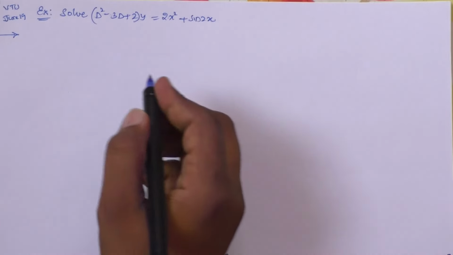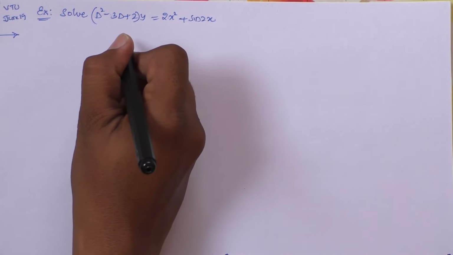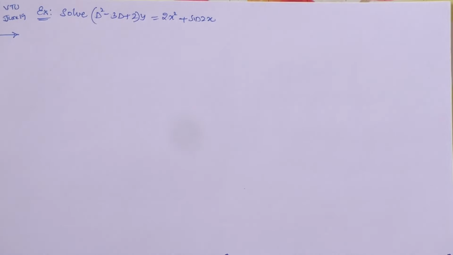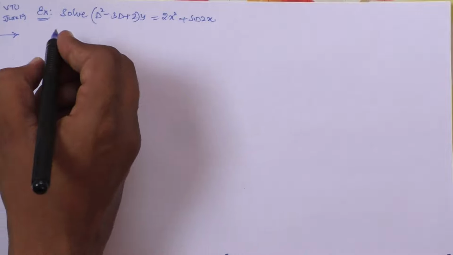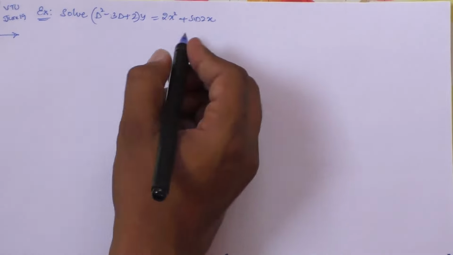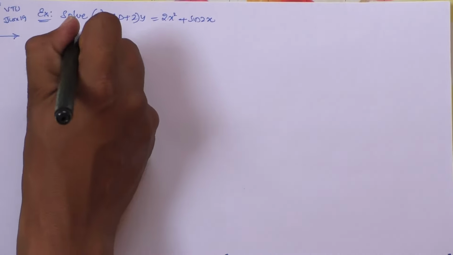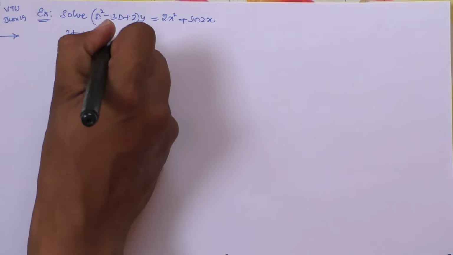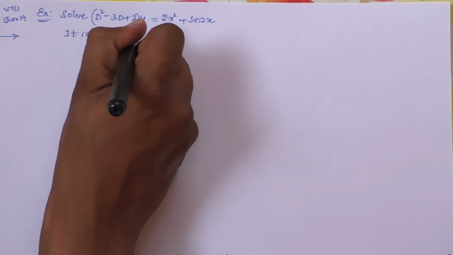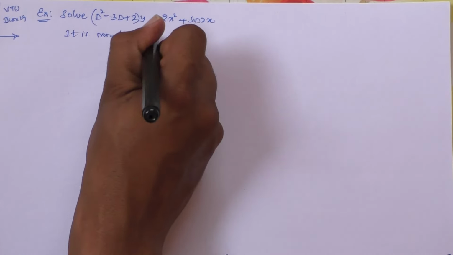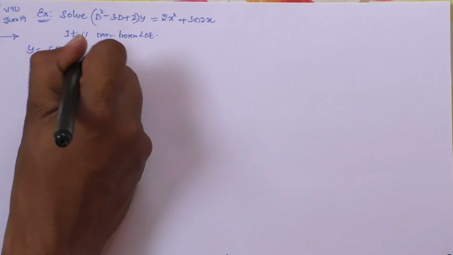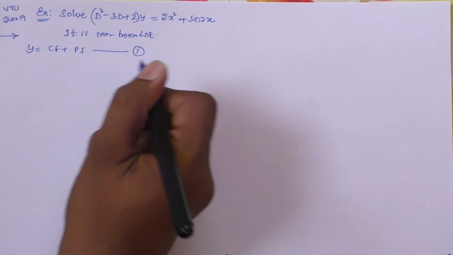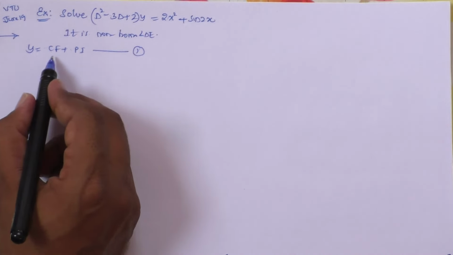Let us solve another problem. Solve d square minus 3d plus 2 into y is equal to 2x square minus sin 2x. So in this problem we have y and x terms, so it is a non-homogeneous equation. For a non-homogeneous linear differential equation, the solution is y equal to CF plus PI. So in this problem let us find CF and PI separately. First let us find CF.